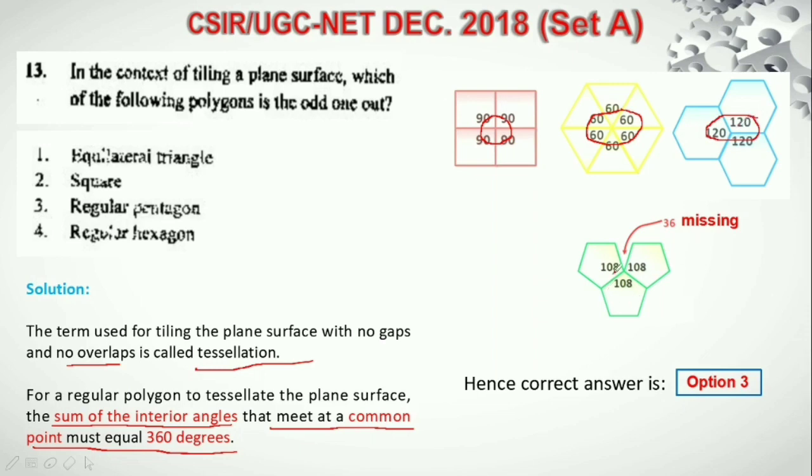While if we consider the case of a regular pentagon, sum of interior angles is 36 degree less than 360 degree. So this means by putting regular pentagon shaped tiles, we will not be able to tessellate the plane surface, which means option 3 is the correct answer for this question.